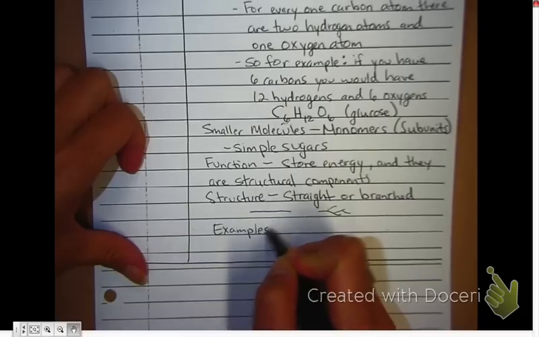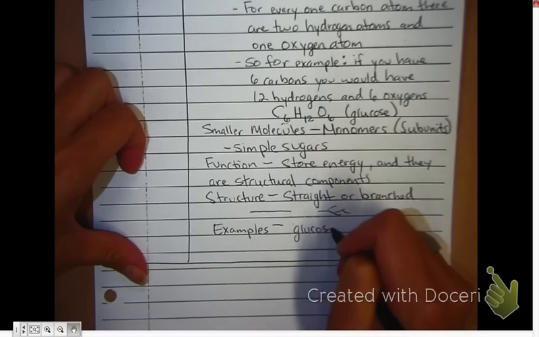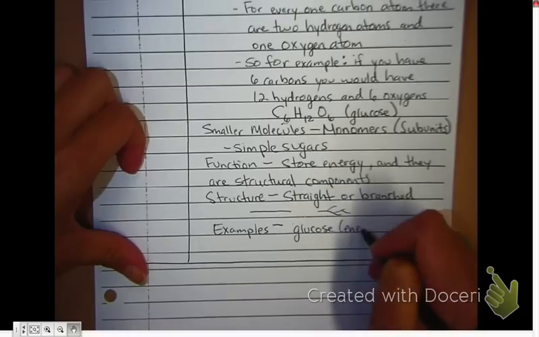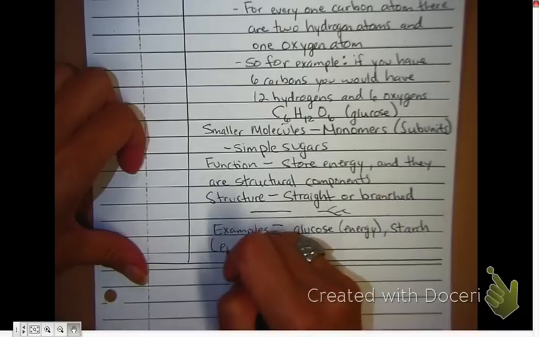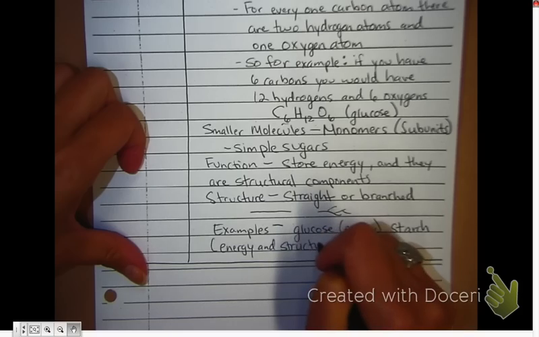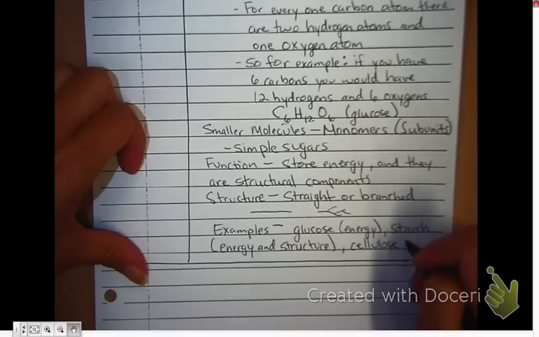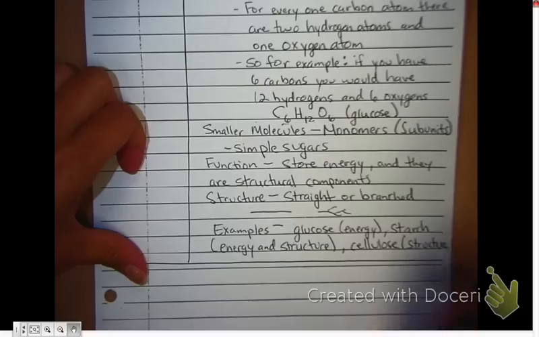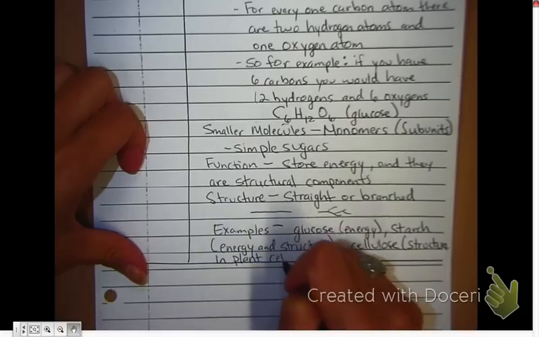Examples: glucose, which is used for energy; starch, which is used for energy and structure; cellulose, which is structure in plant cells.